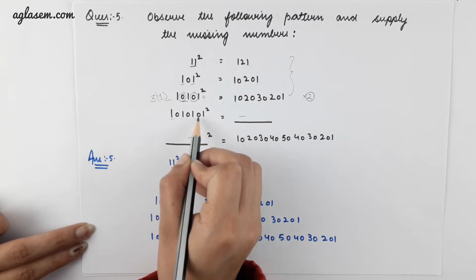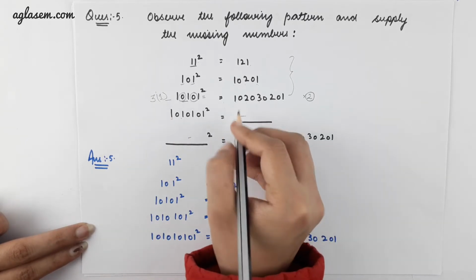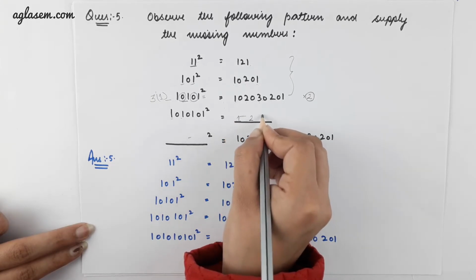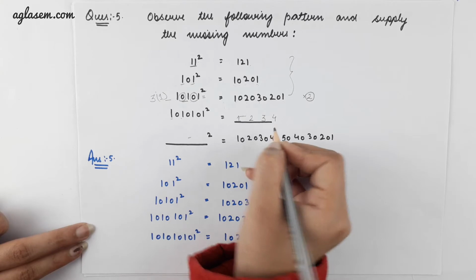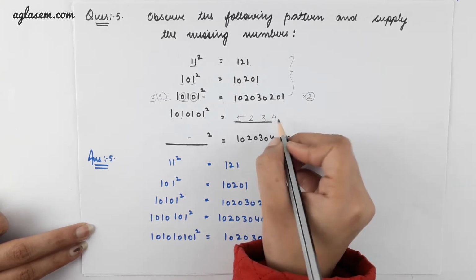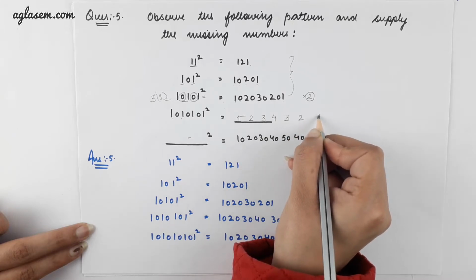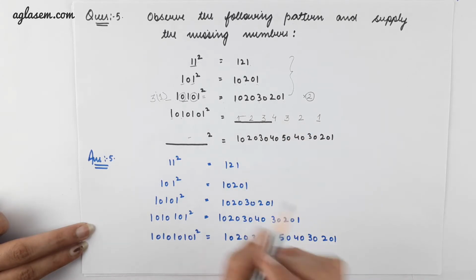Similarly, let's try this. How many ones are there? 4. So we will write the counting till 4: 1, 2, 3, 4. Then start the reverse counting from here: 4, 3, 2, 1. Understood till here?